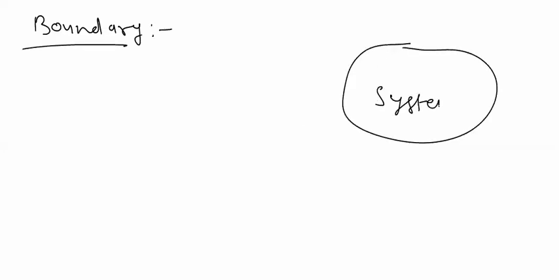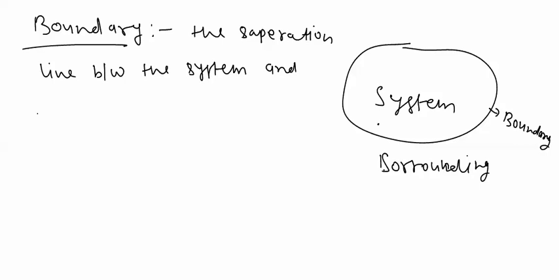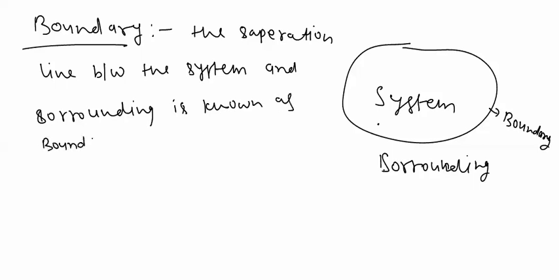Then the boundary. If we consider it as a system and it as a surrounding, then a separation line between the system and surrounding is known as boundary. It means the separation line between the system and surrounding is known as boundary.